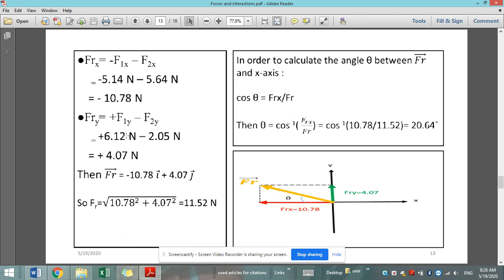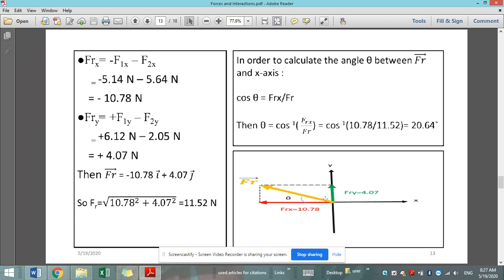Its vertical component is 4.07. So by taking a convenient scale, I have to represent here 4.07, and its x component is 10.78. So this is it horizontally. Why did I draw it in the negative direction? Because we already knew that in the previous calculation. So please make sure and pay attention to this thing. It was wrong to draw it in the positive direction.